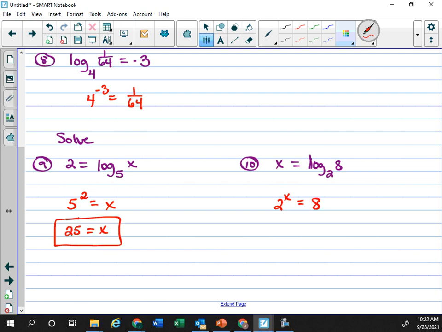Yeah, even from the very beginning, if you're like, oh, that's 3. Good, that's good. That means you're understanding what's happening with logs, okay? If you can just do that in your head, I am great with that.